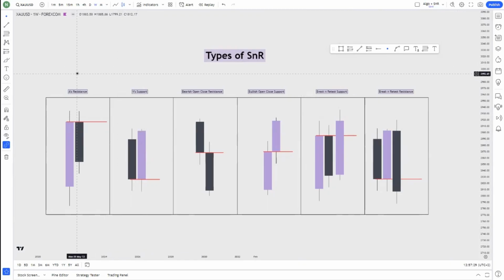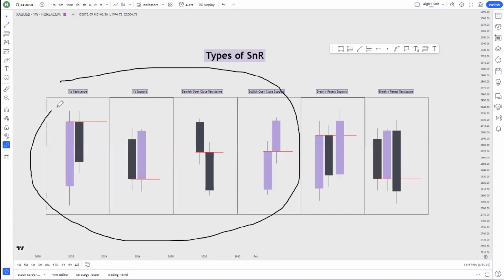Now we are going to be looking at types of support and resistance. In every candlestick being created in the market, if we see two candlesticks being created, those two candlesticks might create a support or a resistance. So they might present one of these four formations right here.